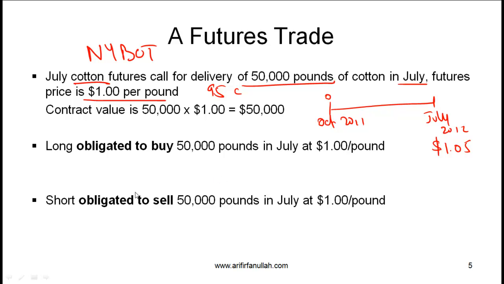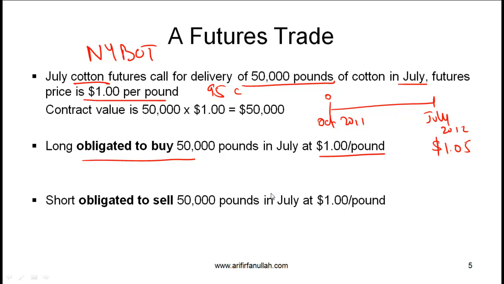So just to hammer in the point, if we have this one contract for cotton, worth 50,000 pounds, the long is obligated to buy 50,000 pounds in July at $1 per pound, and the short is obligated to sell 50,000 pounds in July at $1 per pound.